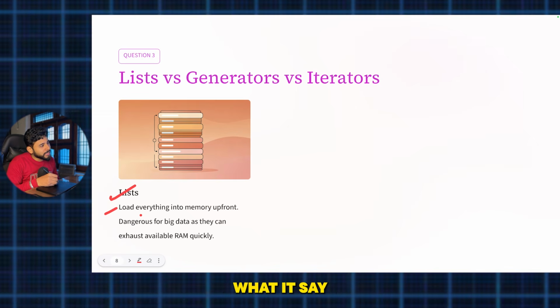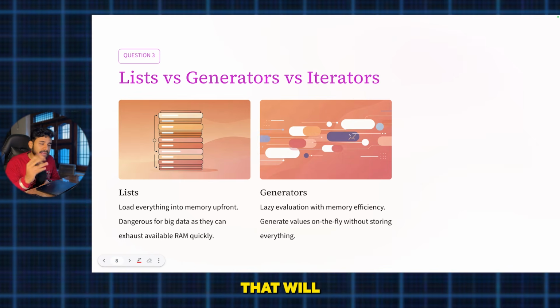So that's why, what it says is that a list loads everything into memory upfront. You have to load everything, and it is definitely very dangerous for big data. It can exhaust whatever available RAM or memory there is. That's why we don't use a list if we have to load a huge amount of data or big data.